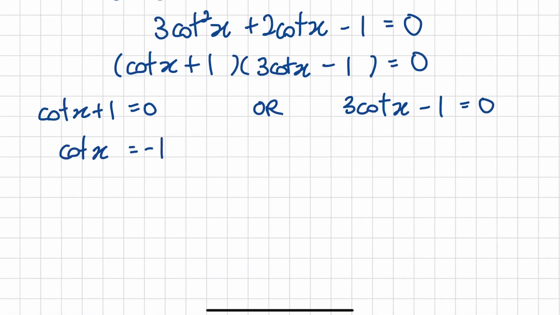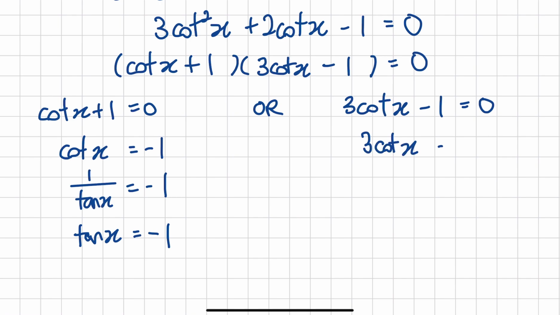So we always try to turn it back to the 3 base Trigo functions, which is sine, cosine, and tangent. Cotangent is the inverse of tangent. So this is 1 over tangent x is equal to negative 1, which means that tangent x is simply equals to negative 1. Okay, and on the other side here, 3 cotangent x is equals to 1. Therefore, cotangent x is equal to 1 over 3. So since tangent x is the inverse, over here this means that tangent x is equal to 3.